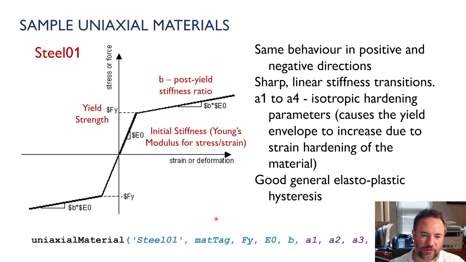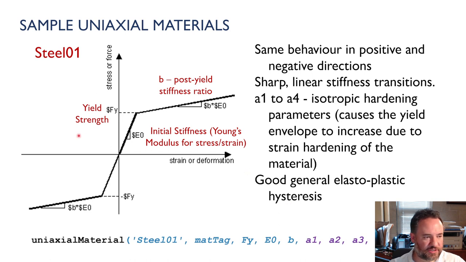And now throughout this lecture, I've color-coded these because the blue ones are the ones that are necessary, that I have to include in order to define this material. And then the purple ones are the ones that are optional. So since this material has the option for hardening, I can define a1 to a4, which are hardening parameters, which we'll look at in a minute. And if I do that, I will put them after here. If I do not want to provide them, then I just leave them out.